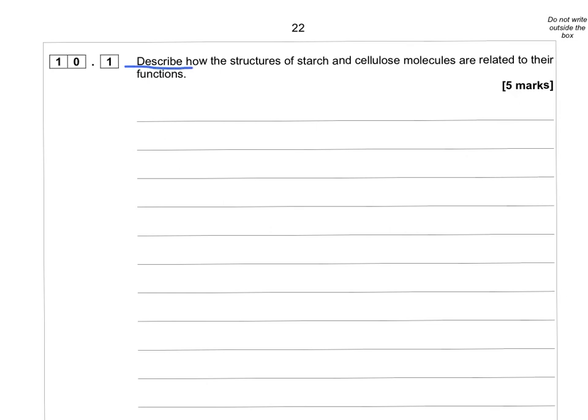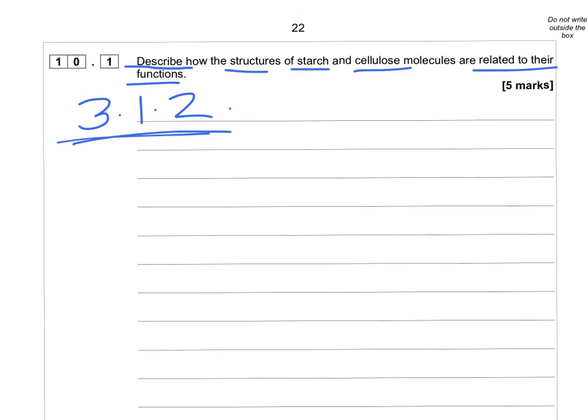Describe. If you've done your revision, if you've actually gone through the spec and made sure you understood everything in the spec, you're just literally saying how the structures of starch and cellulose are related to their functions. So this is in 3.1.2. It's all about carbohydrates. These are structural carbohydrates, and it wants you to talk about their functions. Because it's split into starch and cellulose, it's important to state that you'll get 3 marks for talking about starch and 3 marks for cellulose.